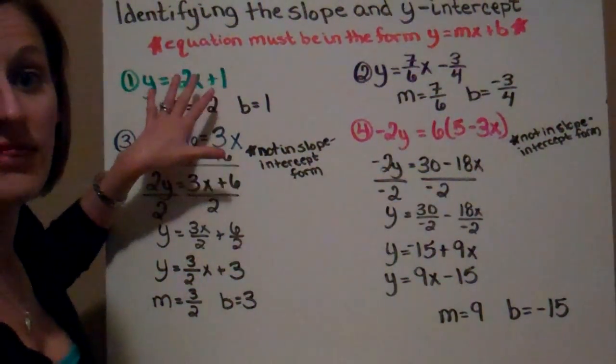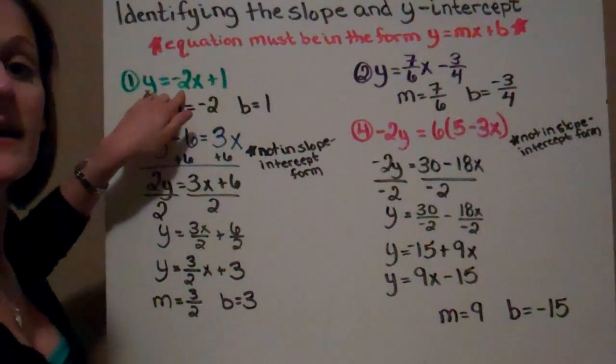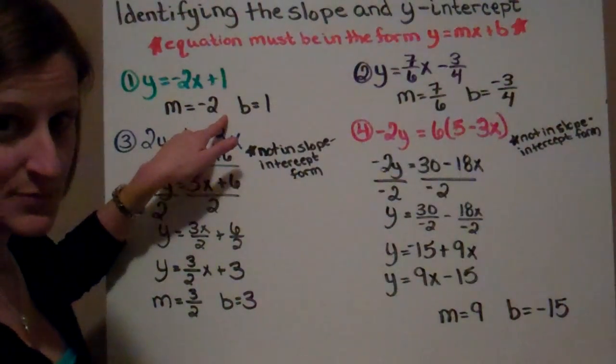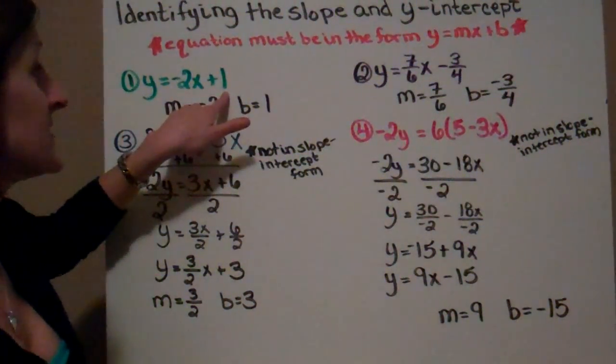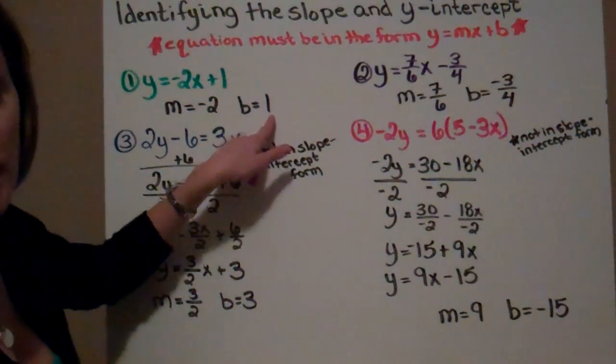This is already in the form y equals mx plus b. So the number in front of my x is my slope, so it's negative 2. Notice I don't write the x because that's not part of my slope. This plus 1 means the y-intercept is a positive 1, so my b is going to be 1.